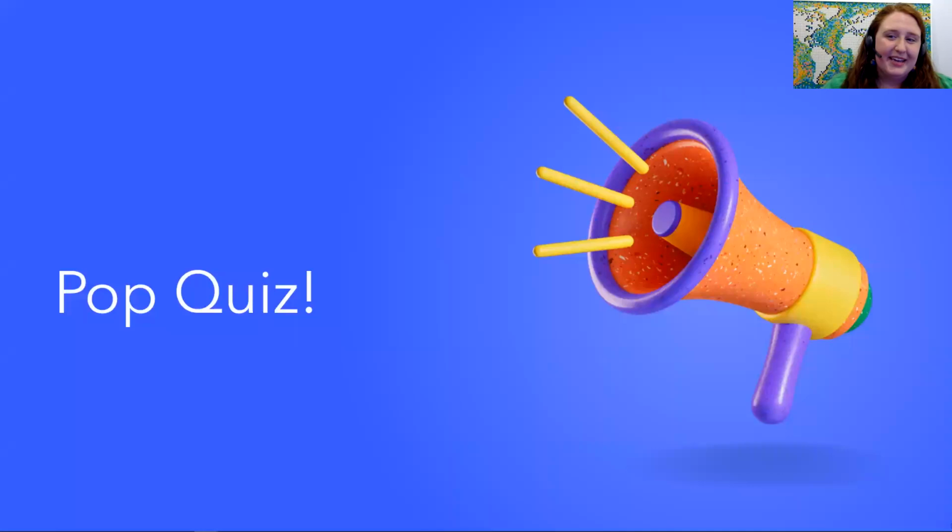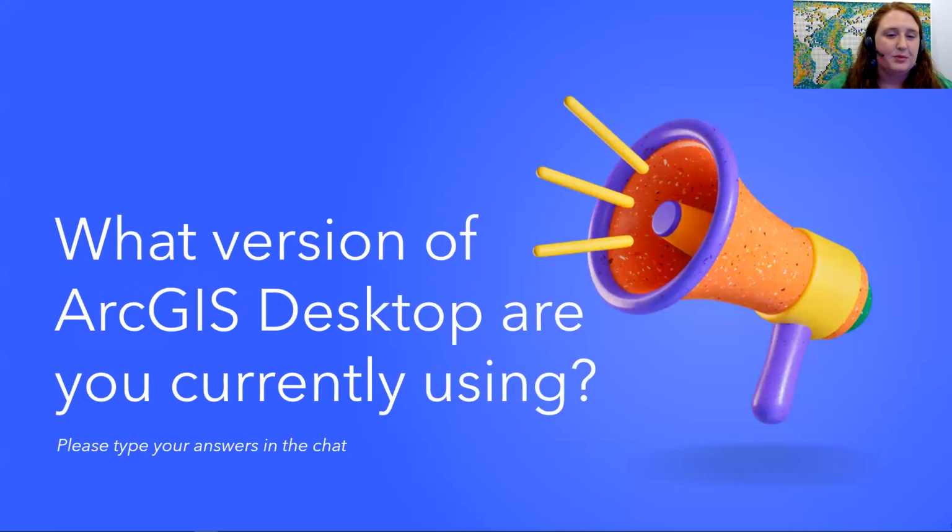Since we're in summer school, we can't get away with no tests, so we have a pop quiz to get an idea of where people are coming from today. There's no wrong answers, a pretty easy question. We just want to know what version of the desktop software, so ArcGIS Pro, or if you're using it, ArcMap, are you currently using? And if you could just put your answers in the chat, we would like to see what responses we're getting from you there. So you should be able to just reply to all panelists and we can see your answers coming in.